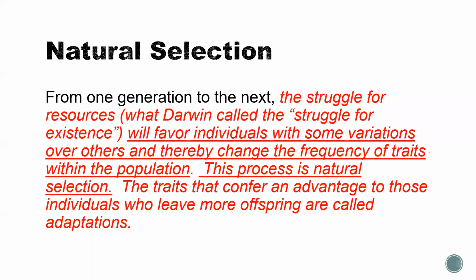So this is just rephrasing what we've already talked about. That whole process we went over is natural selection. So the process is the natural selection. And the advantageous traits, those are our adaptations. So just a little bit more of that vocab.